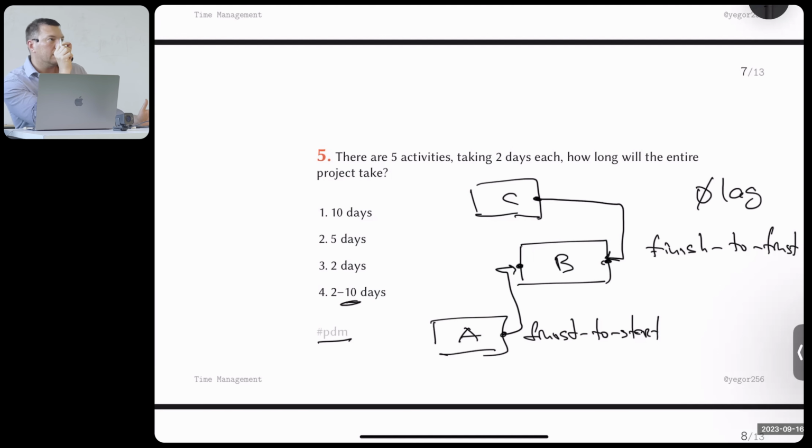Lag is the distance between activities. So we can say finish to start, the lag is equal to, I don't know, 5 days. So I put finish to start plus 5 days in there. So B can only start after A, but with 5 days to wait after A is complete. In this case, our total duration will be, of course, longer.